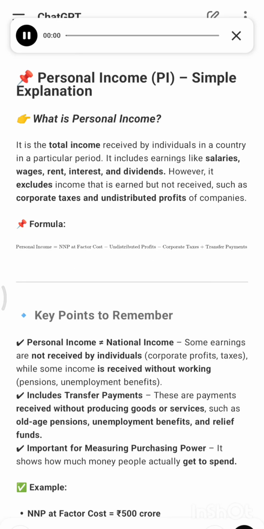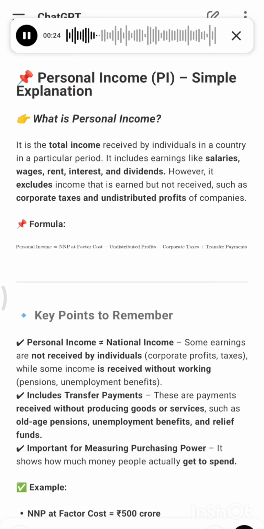Personal income, simple explanation. What is personal income? It is the total income received by individuals in a country in a particular period. It includes earnings like salaries, wages, rent, interest, and dividends. However, it excludes income that is earned but not received, such as corporate taxes and undistributed profits of companies.